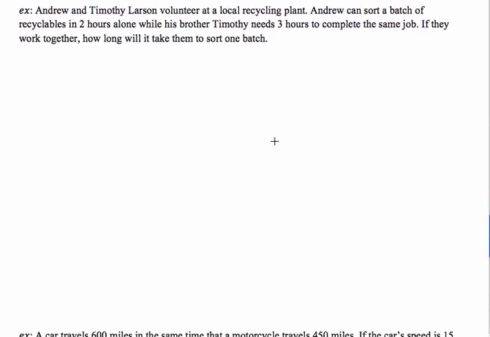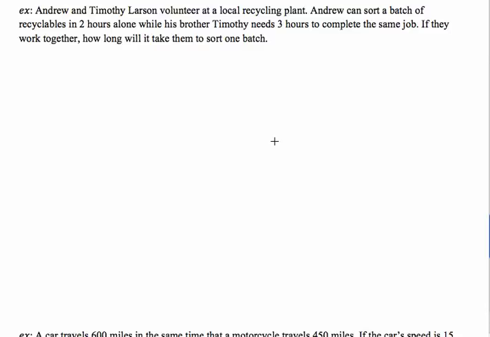Okay, here's another fun example. Andrew and Timothy Larson volunteer at a local recycling plant. Andrew can sort a batch of recyclables in 2 hours alone, while his brother Timothy needs 3 hours to complete the same job. If they work together, how long will it take them to sort one batch?